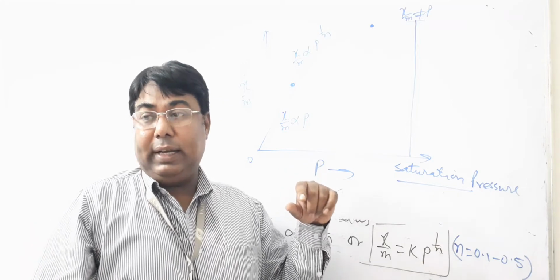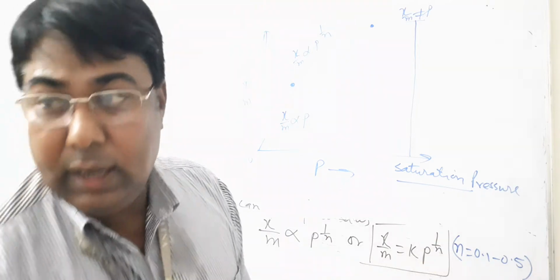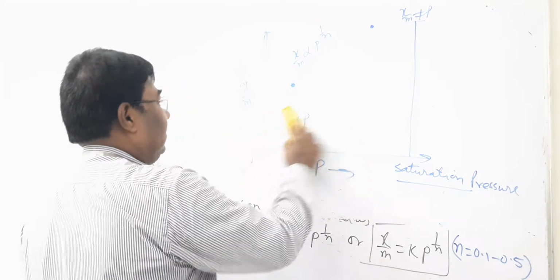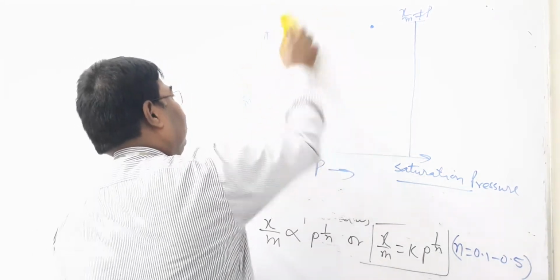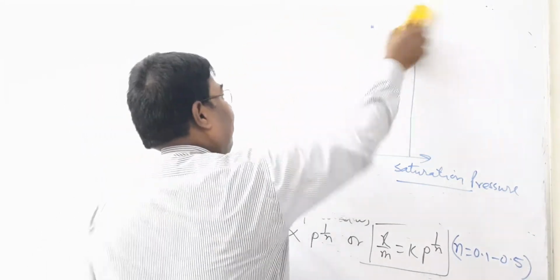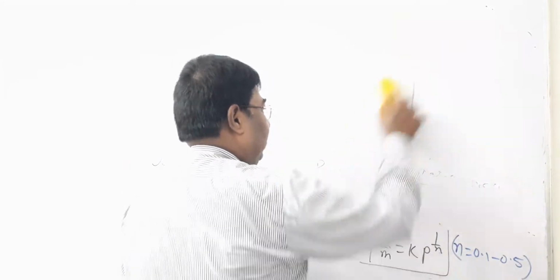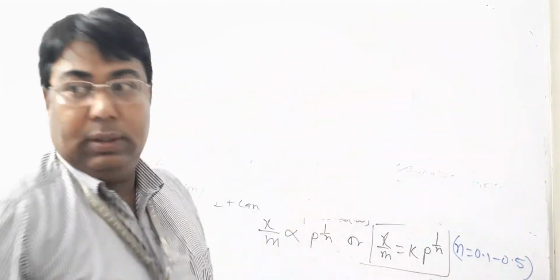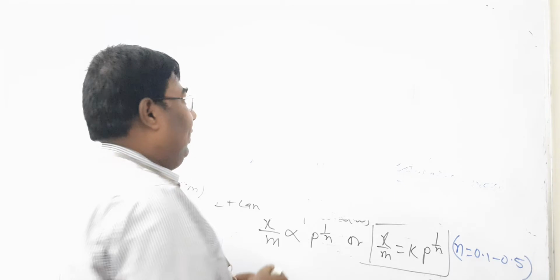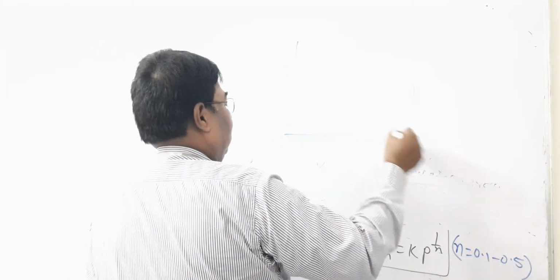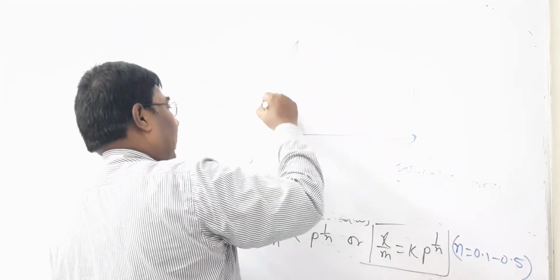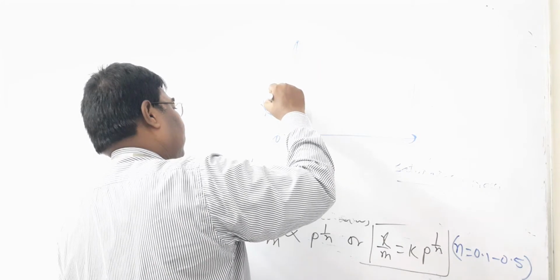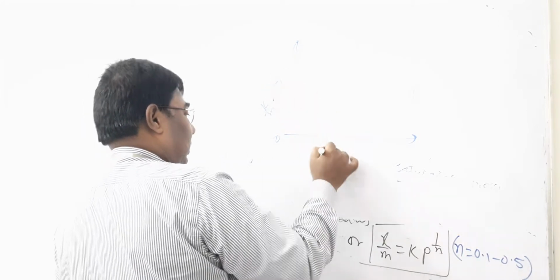Now once again we explain another graph. How does temperature vary the extent of adsorption, x by m, and there is pressure.